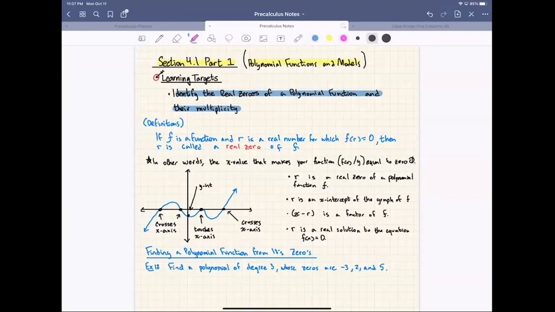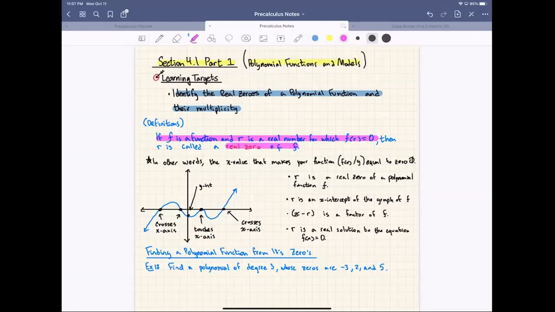All right. Definitions. A real zero. What is that? It's probably a new phrase for you. So if f is a function and r is a real number for which f of r is equal to 0, right? So f is some function, r is a number. That means if you plug in r into f, you're going to get y is equal to 0. Then r is called the real zero of f.